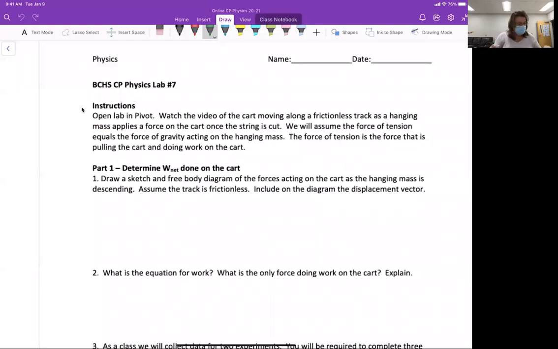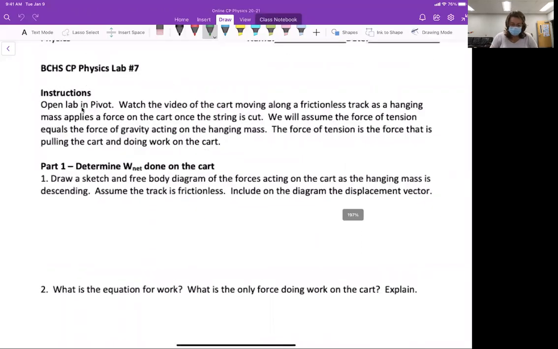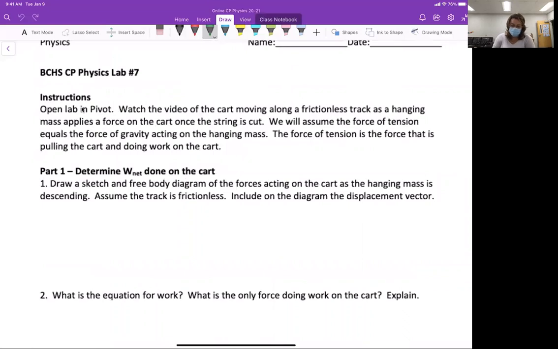All right, this is for my online students to help them with this BCHS Physics Lab number 7. You can open your lab in Pivot, which you'll have a link to in Google Classroom. It's called Lab number 7. Watch the video of the cart that's moving along a frictionless track as a hanging mass applies a force on the cart once the string is cut.